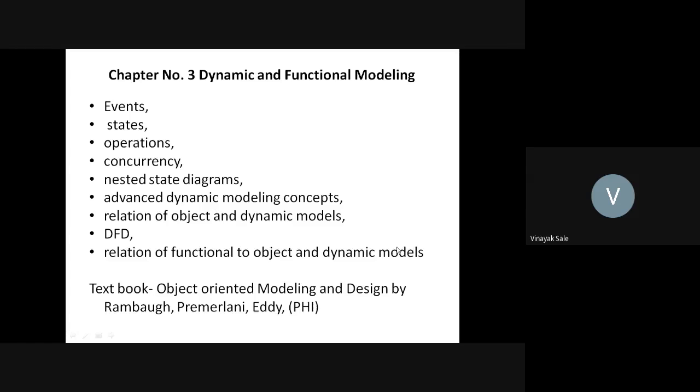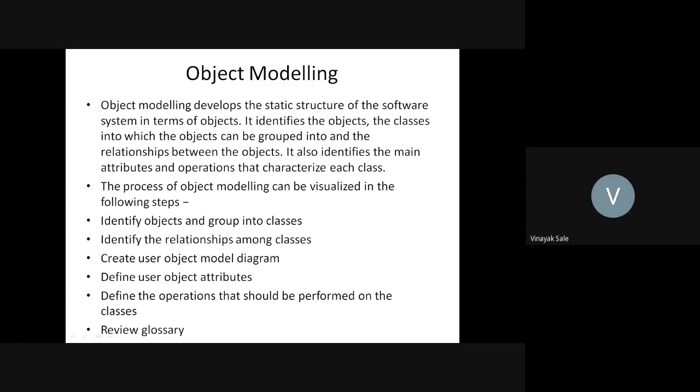To object and dynamic model. Okay, the textbook for this chapter is Object Oriented Modeling and Design by Rumbaugh, of PHI publication. Before we start the chapter, we know the concept of object modeling.